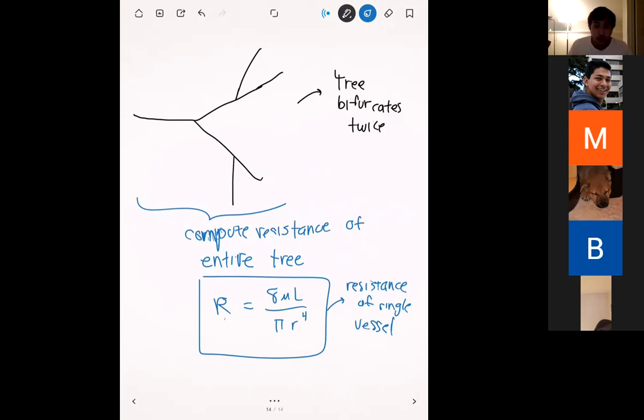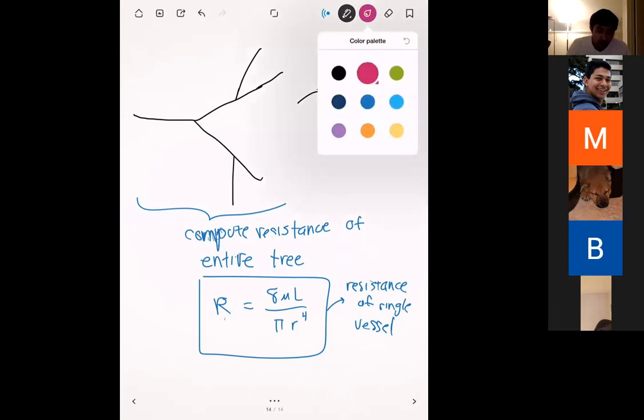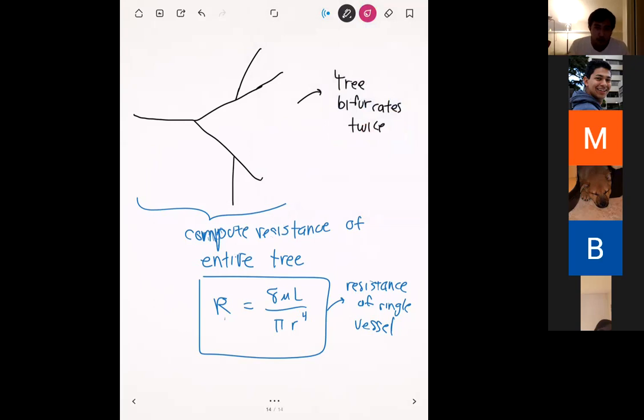And so we know how to compute the resistance of a single vessel, but we don't just want the resistance of a single vessel. What we want is the resistance of this entire tree, right? And so let's design our solution strategy like this. Since we know how to compute the resistance of a single vessel, let's apply this formula to all of the granddaughter vessels, or in other words, all of the end vessels.